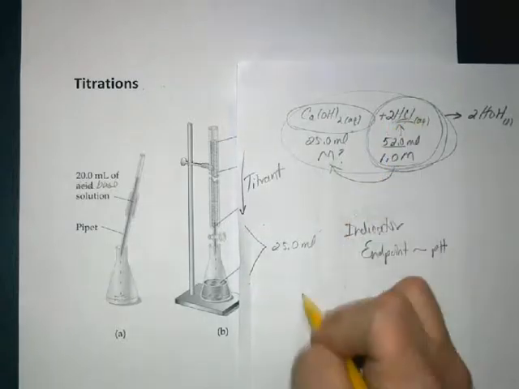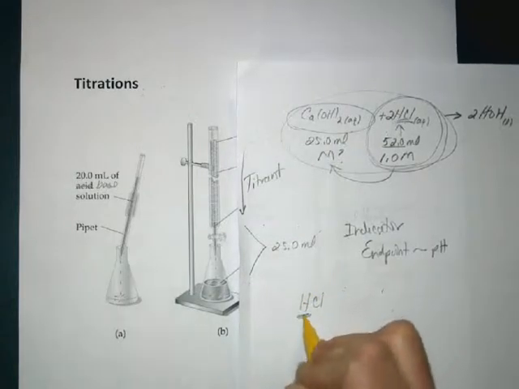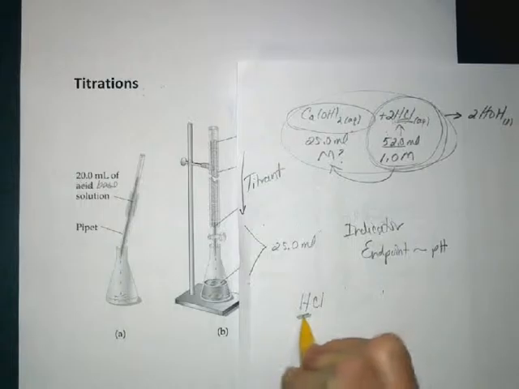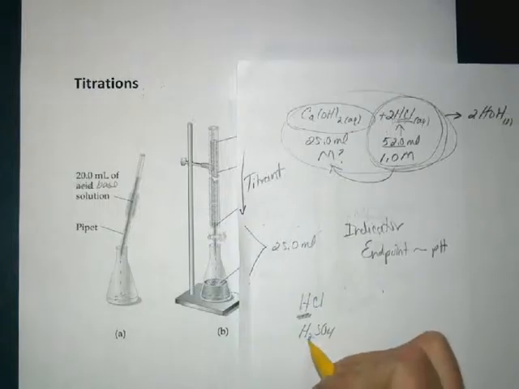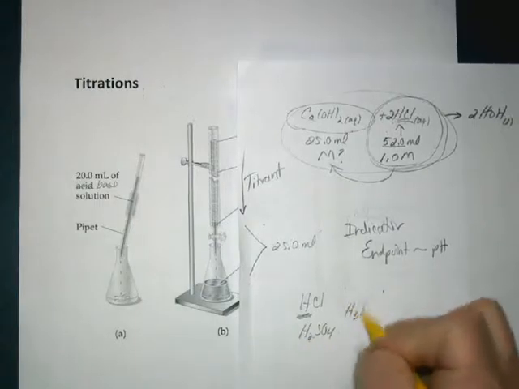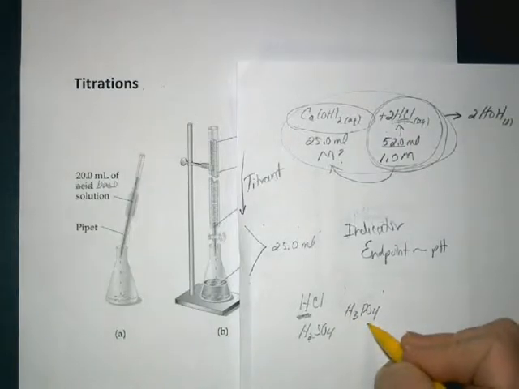Just some other terms. HCl is a monoprotic acid. It has the capability of only donating one hydrogen ion per molecule. Sulfuric is an example of a strong acid that's diprotic. Phosphoric would be an example of a triprotic, but that's a weak acid, of course. So to get into our example.